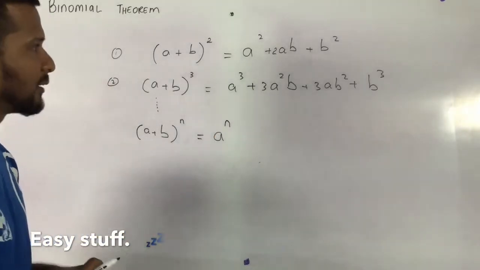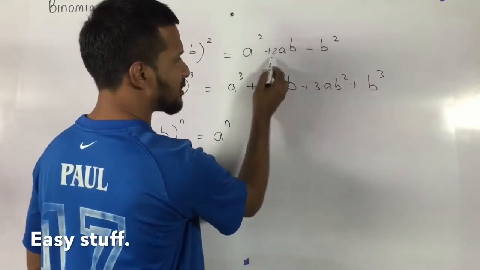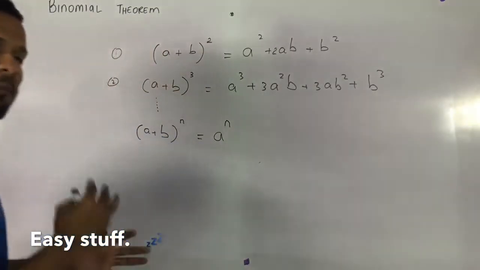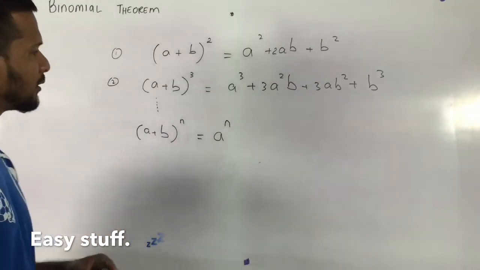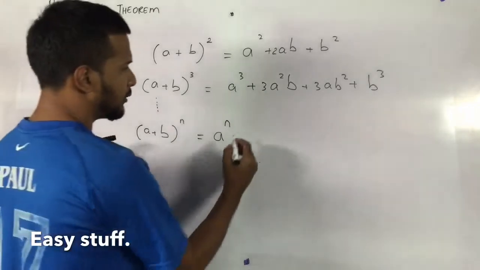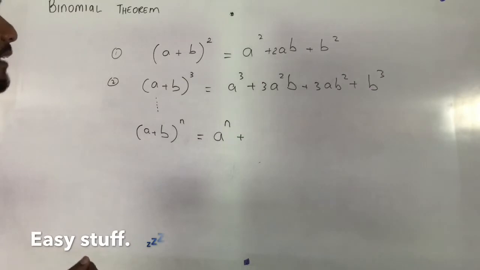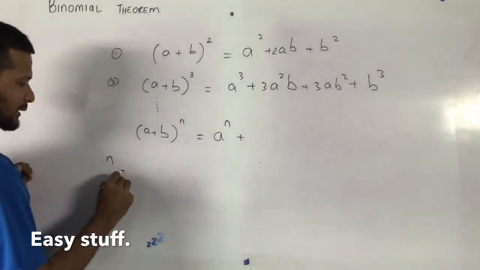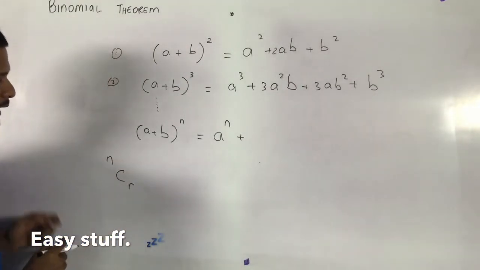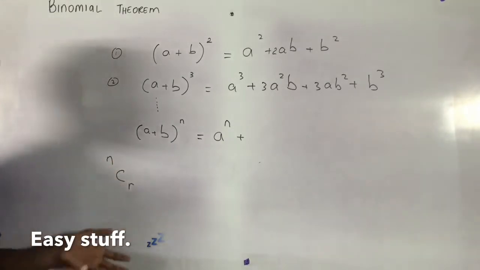Okay? Right. Next. These numbers here, these coefficients in front, those numbers are found by using a new function, which I will show in a little while. So, in fact, I'll introduce it now. That function is called nCr. It represents the number of elements and how many of those elements we are choosing.